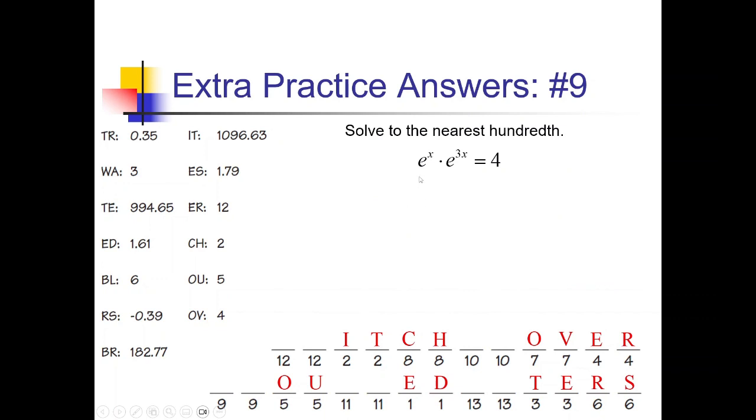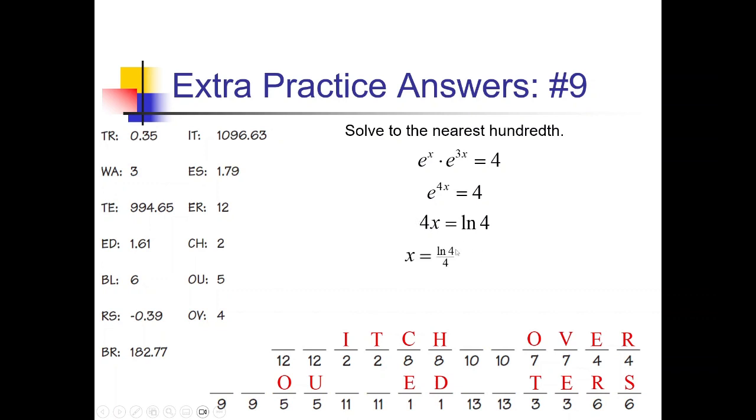For number 9, I have these two exponential terms on the left side. Since they're the same base, I'm going to combine them into one by adding their exponents together. So this would be e to the x plus 3x, or 4x, equals 4. Next, I'll take the ln of both sides to get rid of this e and pop the x out as a multiplier. So this is just going to be 4x on the left side, and then ln of 4 on the right side. And then to get x, I just divide both sides by 4.